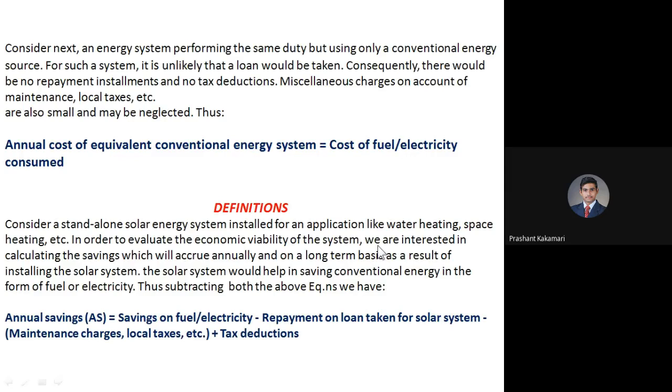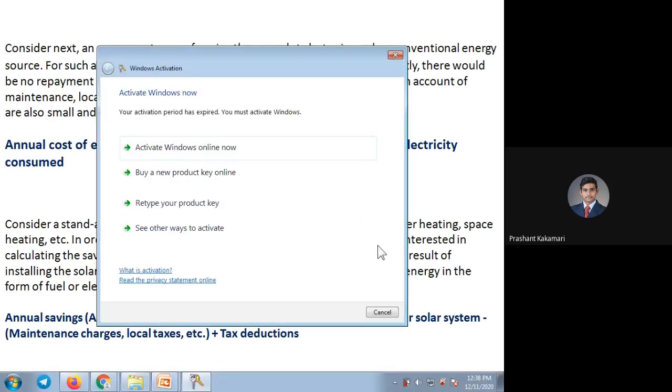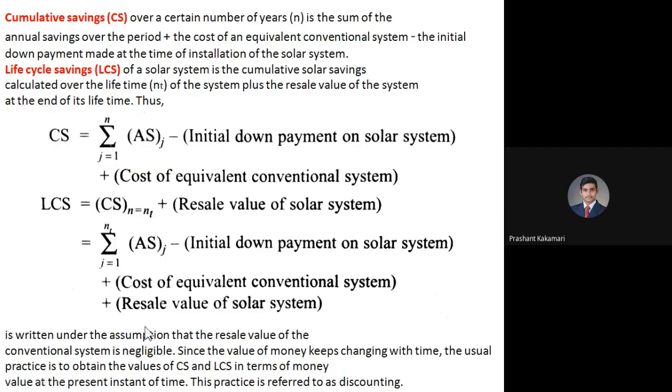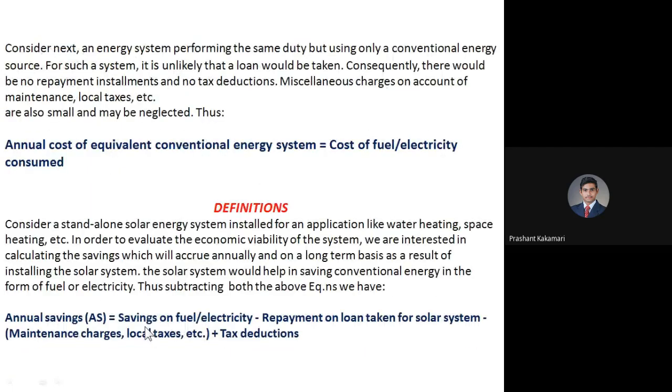Okay, now coming to the different definitions. As I told, the first one is the annual savings. Now we are going to talk about how to find out the savings for solar or the different renewable sources. In that, we are going to discuss different definitions. First is the annual savings. That is, annual saving is the sum of different factors.